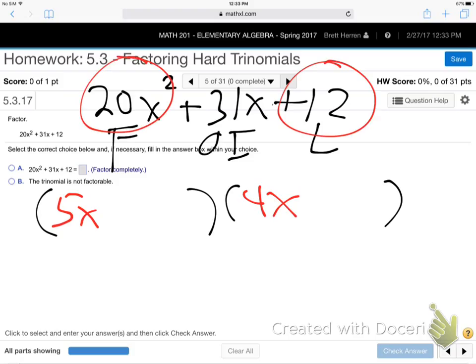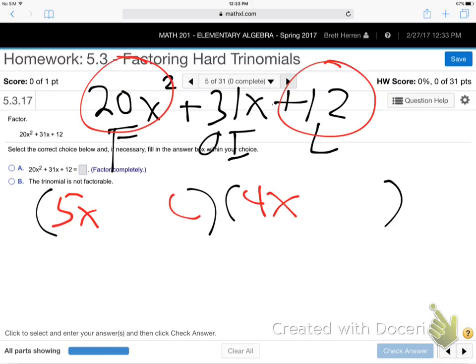Let's jump to the 12. Last times last to be 12. 3 and 4. Now, how about 3 and 4 like that? Is that a good idea? No. Why not? How do we know that's not right? 3 and 4 is 12, but they have two 4s in the same parenthesis. You're never going to have two numbers in the same parenthesis that have anything in common, let alone the very same number. So it's not that order. That can't be.